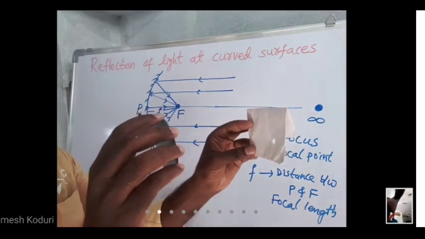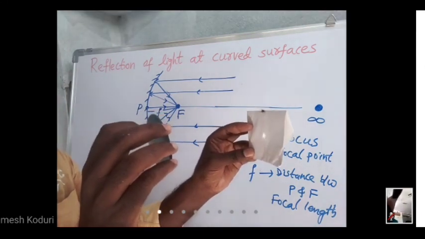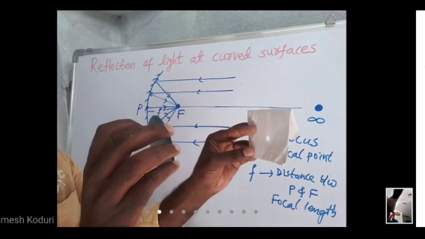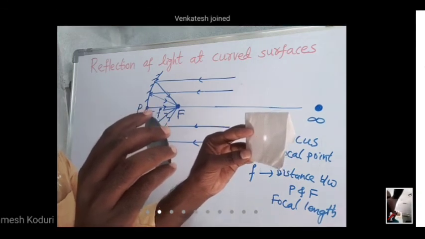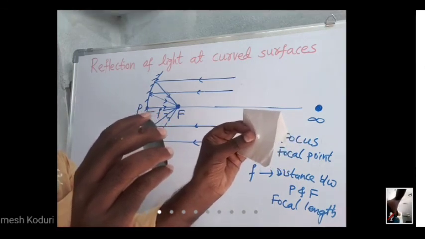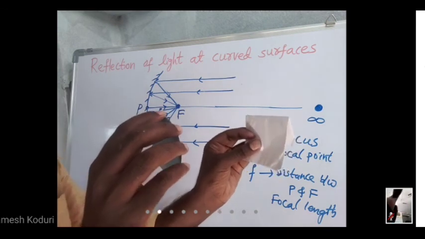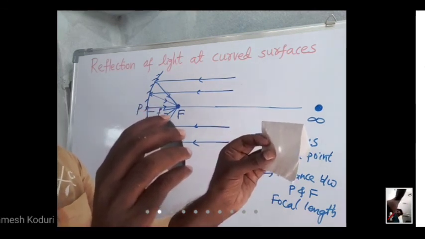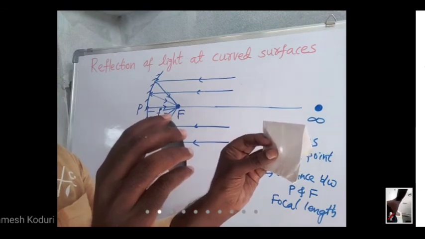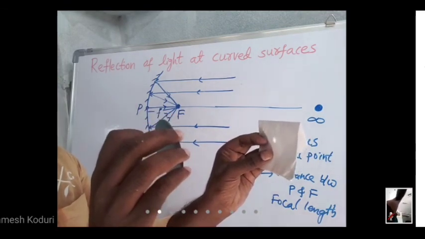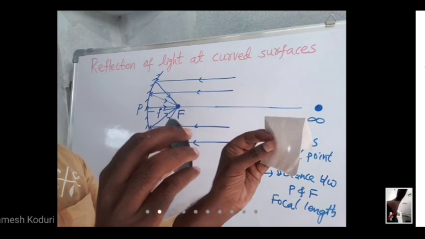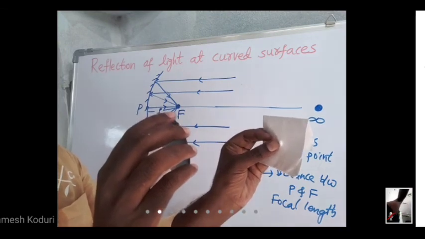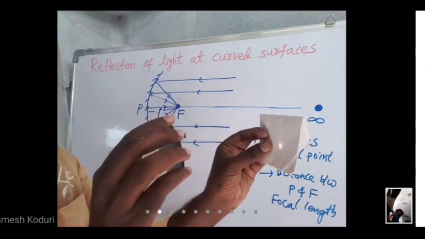The distance between the pole of this mirror and this screen or piece of paper is called the focal length. This point is the focus. If the source is at infinite distance, the point where the bright and clear image is formed is called the focus. The distance between the pole and this focus is called the focal length.